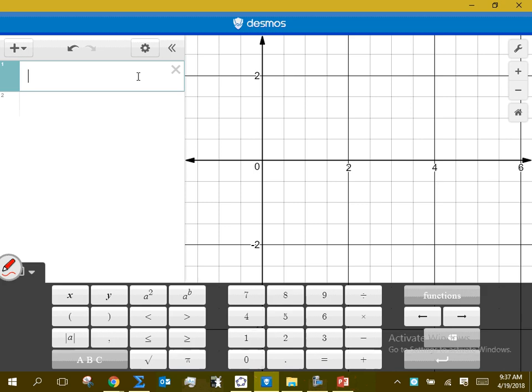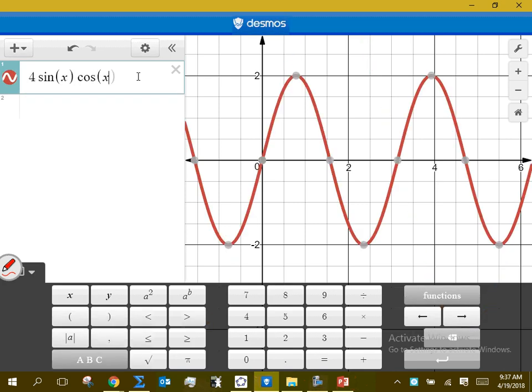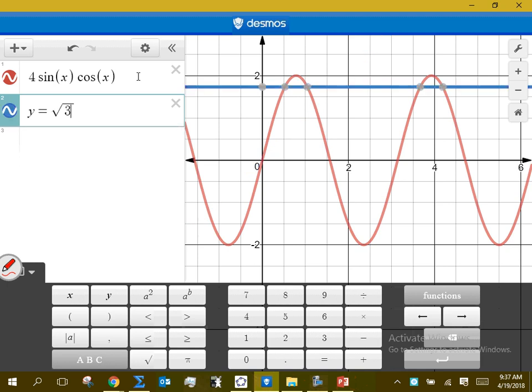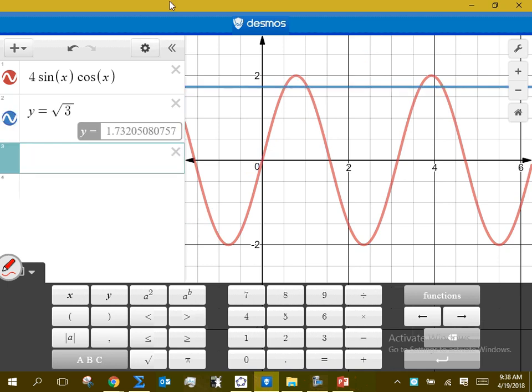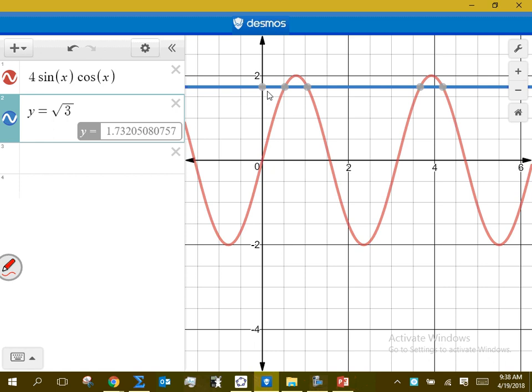Looking at that graphically for sine of x, cosine of x, and y equals square root of 3. Okay. Again, this question is going to be really nice on Desmos because it gives me the pi over 6, it gives me the pi over 3, it gives me 7 pi over 6, it gives me 4 pi over 3, right? Okay.